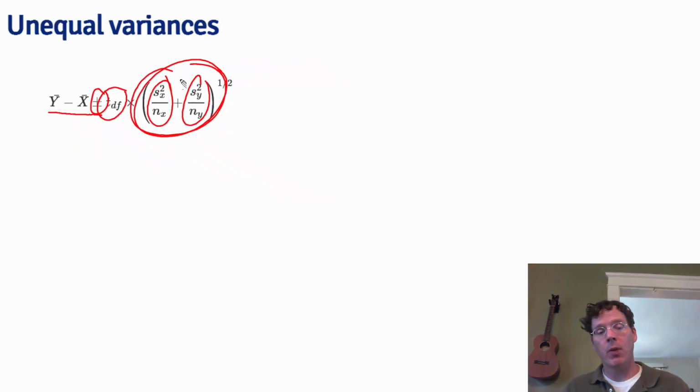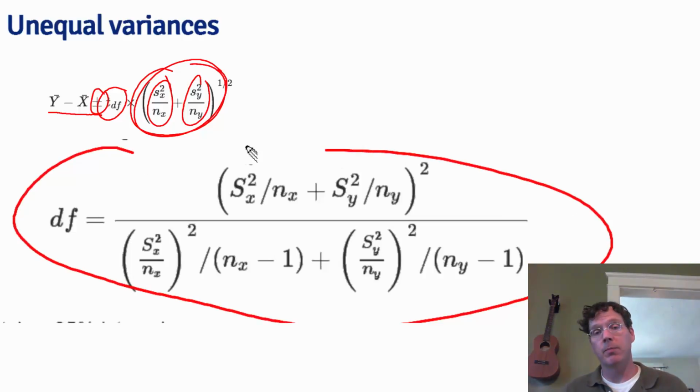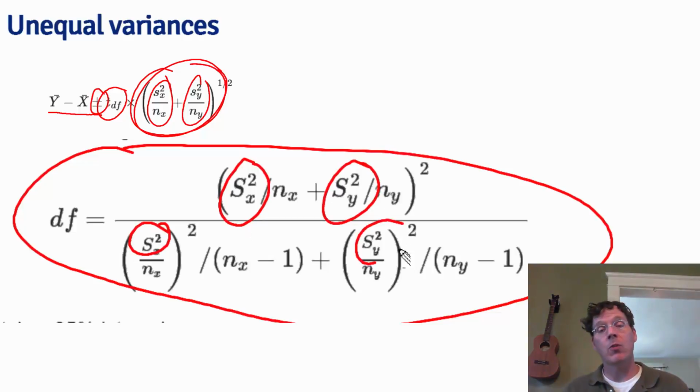Instead, it can be approximated by a t-distribution where we choose a rather elaborate formula for the degrees of freedom. Now, no one remembers this degrees of freedom calculation, and it's a very odd calculation because it doesn't just involve the sample sizes, but actually the estimated standard deviations and variances from the two groups.